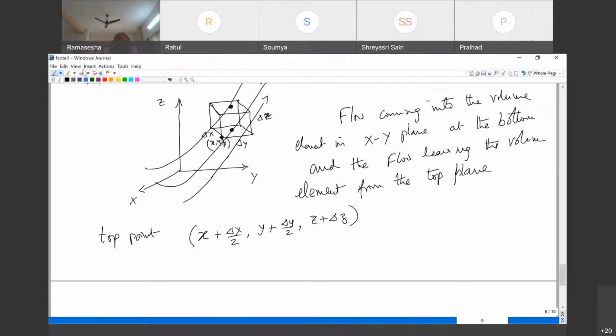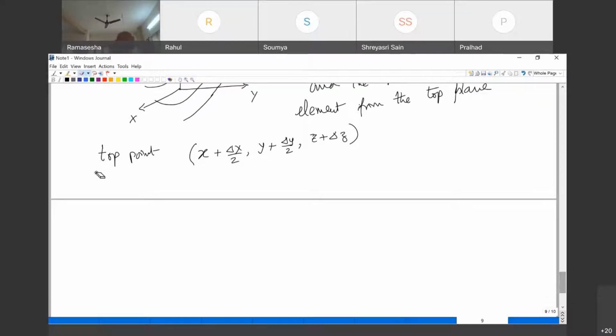The point at the top, because I have taken it in the middle of the plane. Okay, so the midpoint is delta x by 2, delta y by 2 in the z plane, and at z plus delta z it is x plus delta x by 2, y plus delta y by 2, and z plus delta z. Is it clear? Yes, sir. And what is the bottom point? x plus delta x by 2, y plus delta y by 2, and z. Correct.